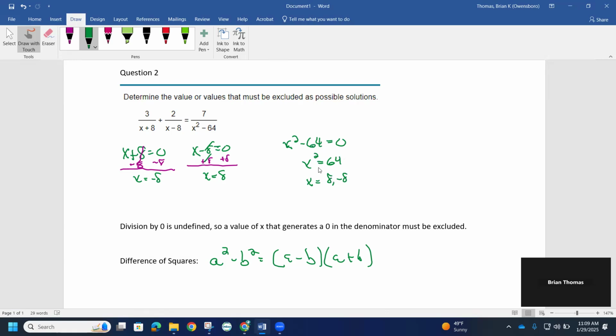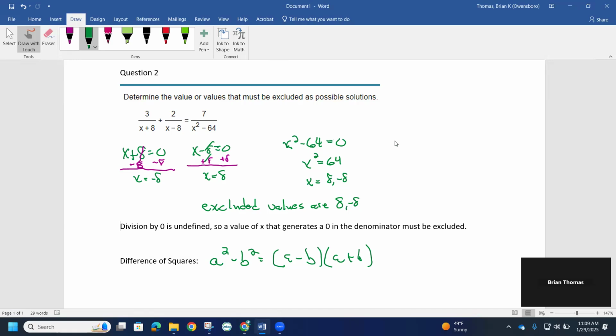Now, what are the different values, though? Well, we already have a negative 8 and 8 over here, and this is an 8 and negative 8. So really, there's only two values of x that we have to exclude. So the excluded values then are 8 and negative 8.